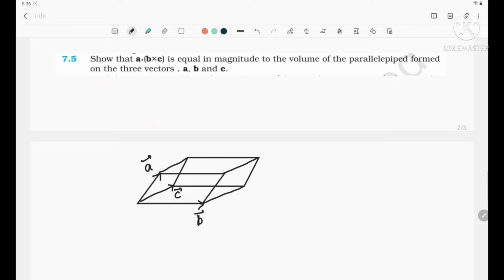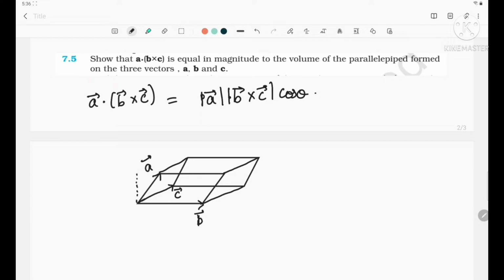So how are we supposed to do it? Let us first consider this and expand this. This will be equal to modulus of a into modulus of b cross c into cos theta. Now this theta is the angle between a and b cross c.